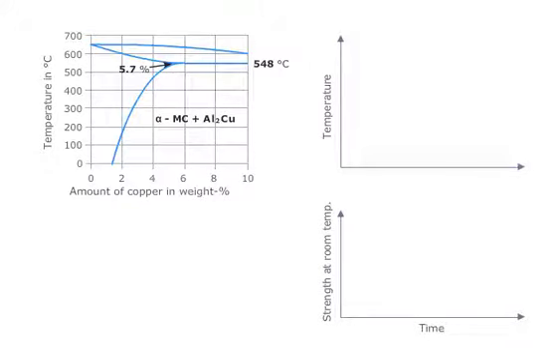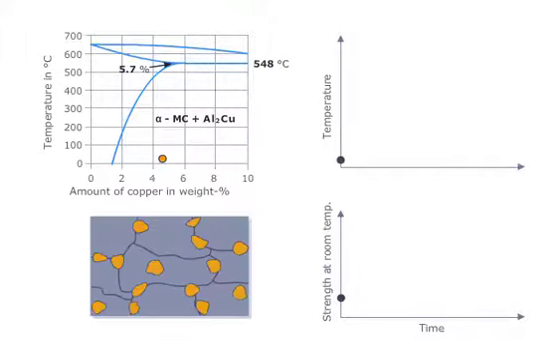Let us consider the course of a precipitation hardening with artificial aging using the example of an aluminium copper alloy with 4% copper. At room temperature, the microstructure of this alloy consists of two phases. One is a matrix of alpha mixed crystals, as well as rough copper precipitates, which are found primarily at the grain boundaries.